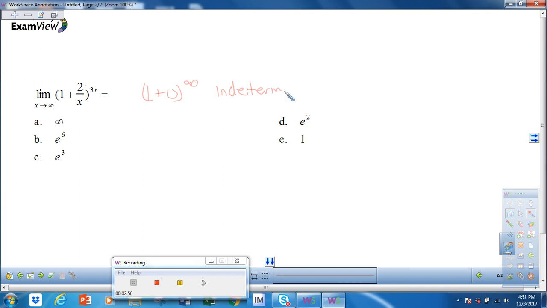raised to the infinity. And 1 to the infinity is indeterminate. And so we need to make it into either 0 over 0 or infinity over infinity so that we can use L'Hopital. So what we want to do is say y is equal to the limit as x approaches infinity of 1 plus 2 over x raised to the 3x.